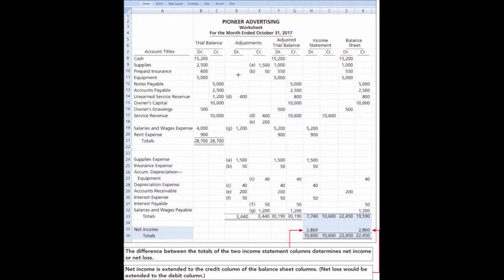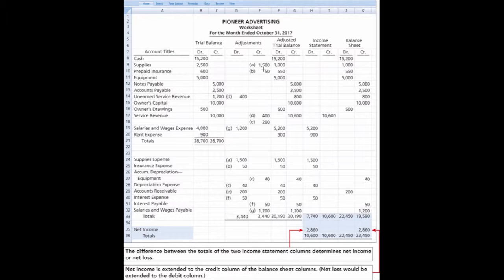So, for example, here we have the cash account. In the trial balance, we had a debit of $15,200, and there were no adjustments made. See that these 2 cells are blank. So your new adjusted trial balance will remain the same as a debit for $15,200. But if I go down to supplies, we began with a trial balance and the debit side for $2,500, and then we made an adjustment for $1,500.